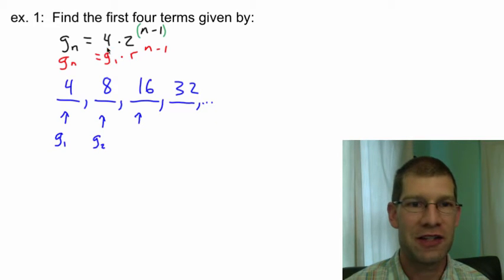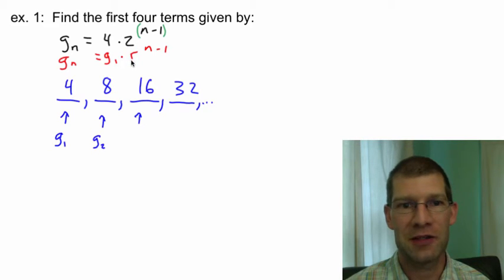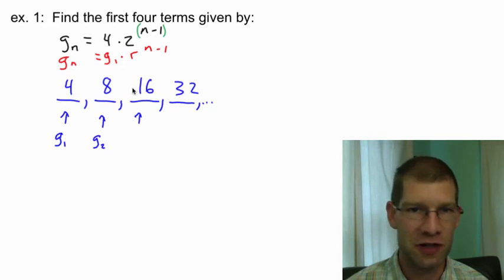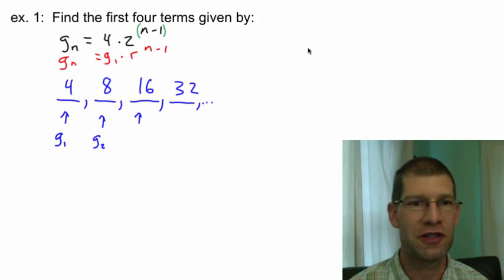Then once you see that, you can say, hey, my first term has to be a 4, and my multiplier, my constant ratio, is 2. So you have 4 for your first term, times 2 gives you 8, times 2 gives you 16, times 2 gives you 32.